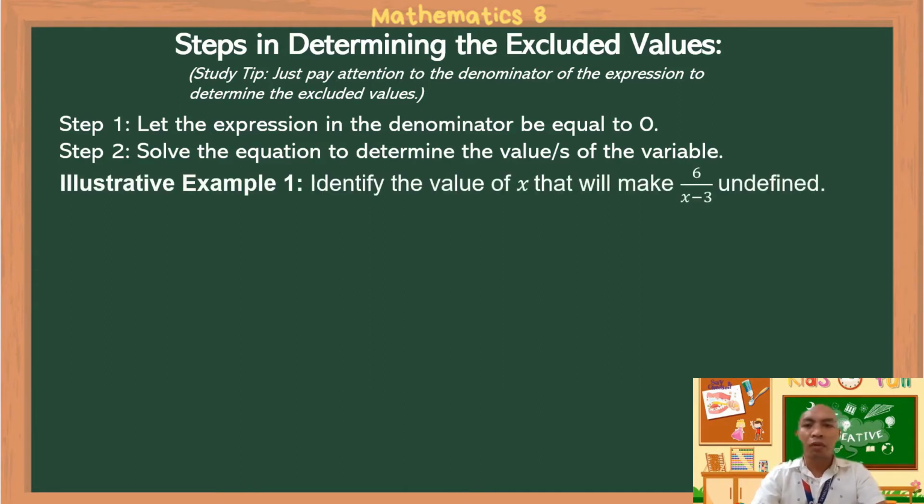So let's have example number 1. Identify the value of x that will make the expression 6 over x minus 3 undefined.